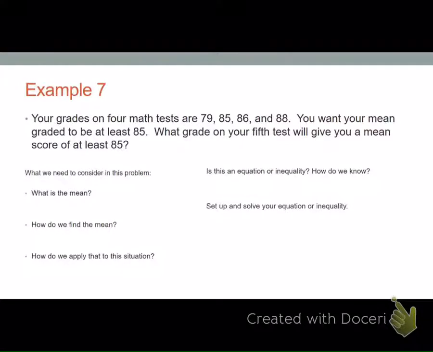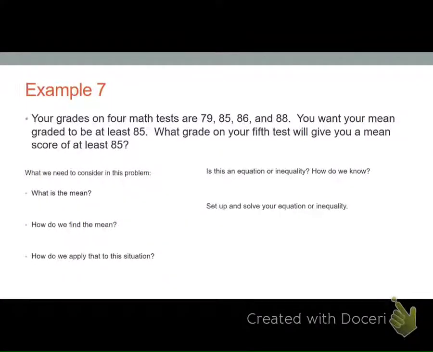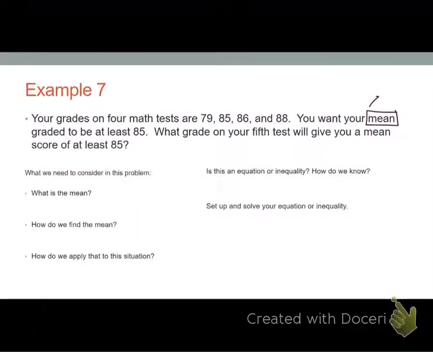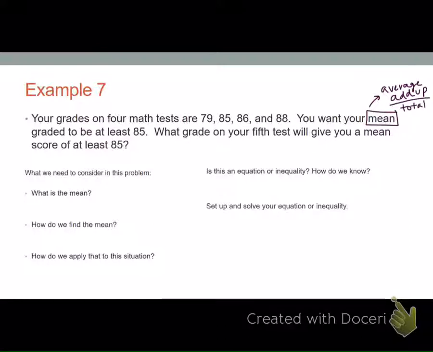All right, this word problem says your grades on 4 math tests are a 79, an 85, an 86, and an 88. You want your mean grade to be at least 85. What is mean? How do you find the average? You add them all up and divide by how many grades you have. So add everything up and divide by the total number of numbers.